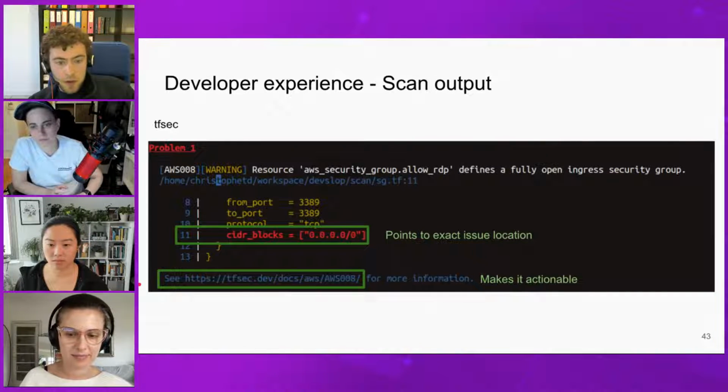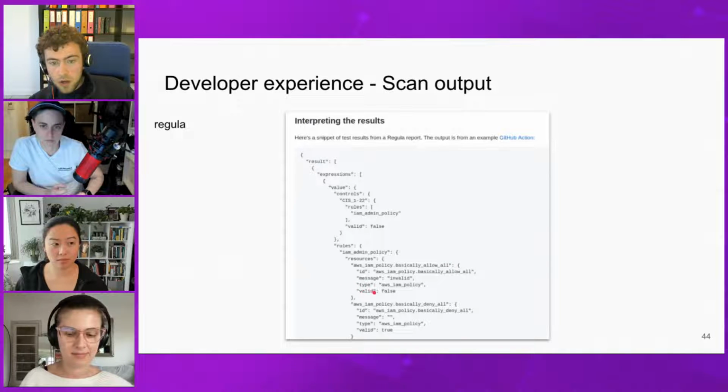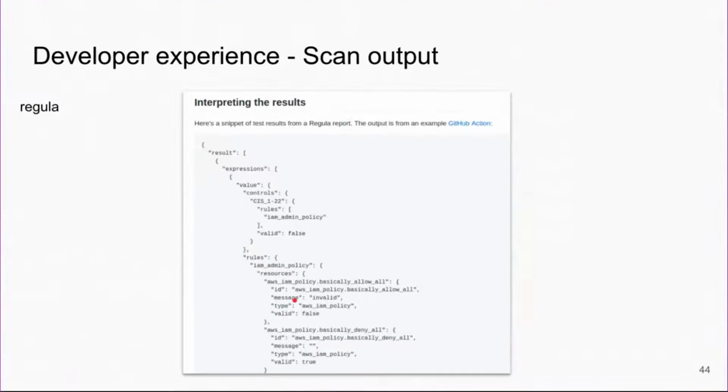Then you have something that is maybe a bit more raw, but makes it also more extensible. So regular, the output of the scan is going to be a JSON file where you will have different rules and if they passed and if not, against which resource they failed. So this is a bit harder to just give to a developer, but it makes it also easier to maybe write a wrapper around it to generate a custom report.